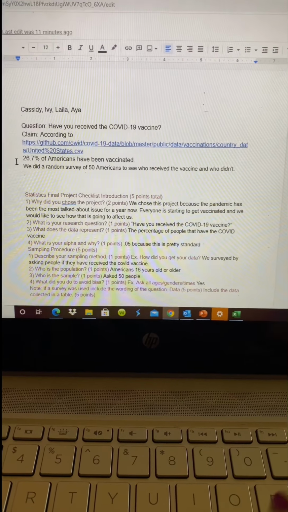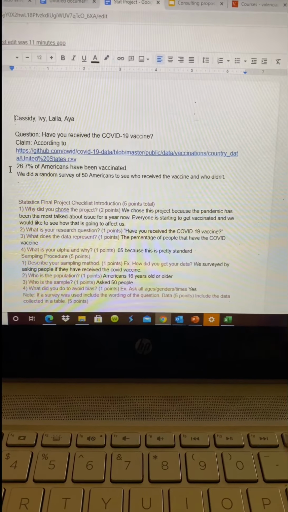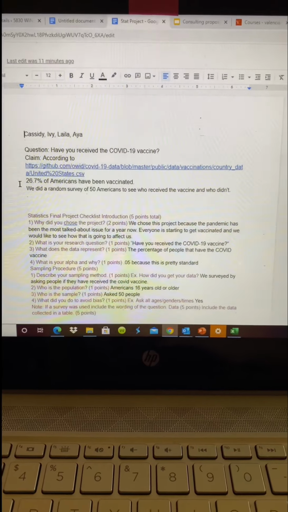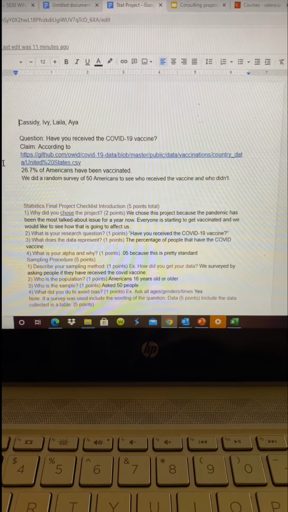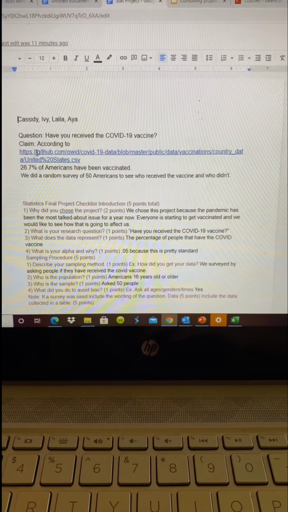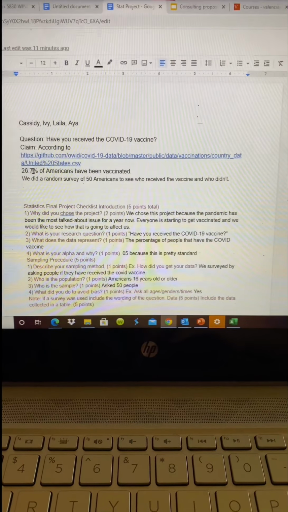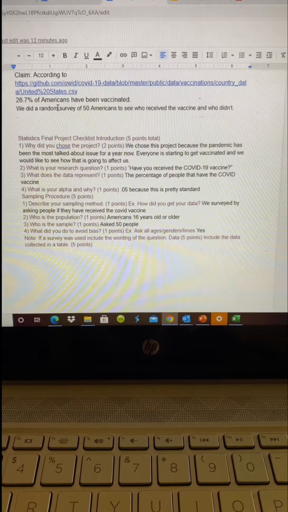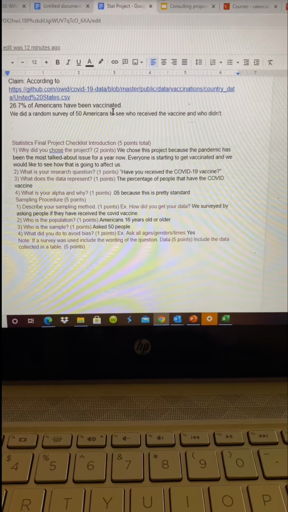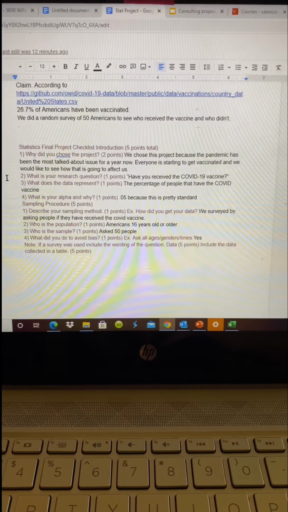Hello, this is the presentation for the statistics final project. So our question was, have you received the COVID-19 vaccine? The claim is, according to github.com, 26.7% of Americans have been vaccinated. We did a random survey of 50 Americans to see who received the vaccine and who did not.